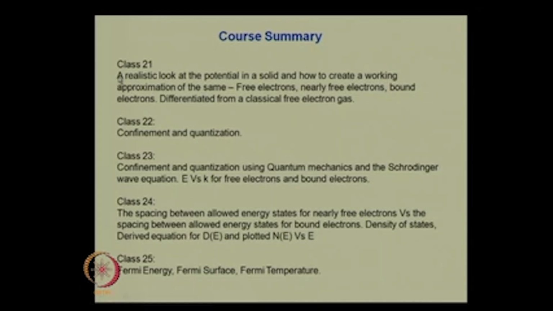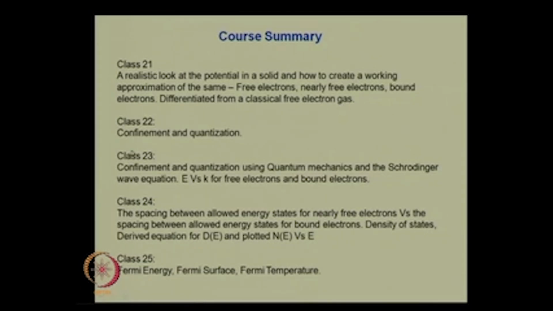So we looked at how, if you move an electron from infinity towards an ionic core, the potential would change. If you had a series of ionic cores, what kind of potential atmosphere it would experience as it moved through the solid, and then we came up with an approximation for it so that we could do calculations with respect to it, so that the potential wells looked a little bit more square. In this context we recognized what are free electrons, what are nearly free electrons, and what are bound electrons, and we differentiated these from a classical free electron gas.